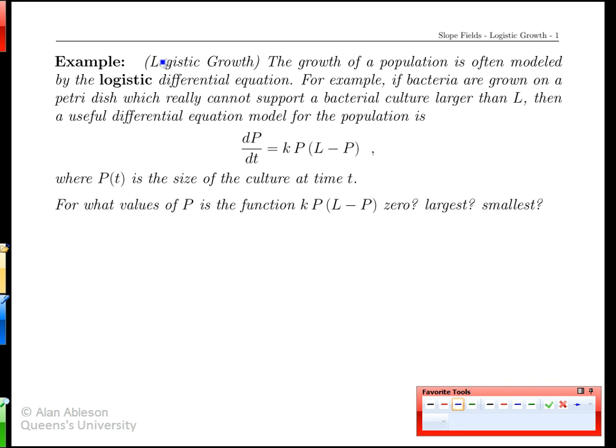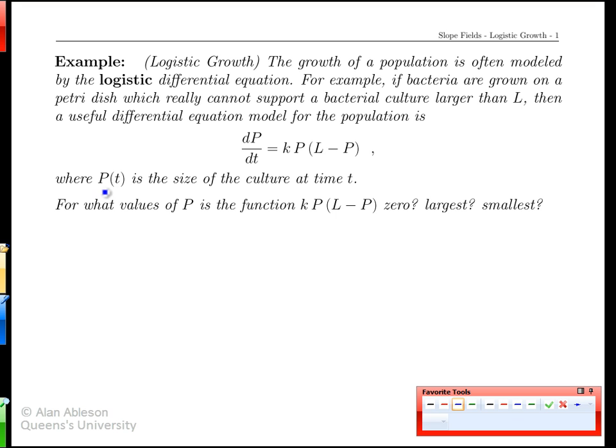We now introduce a more complicated differential equation, the logistic growth equation. This is actually one we've seen before when we were looking at the word models. We have a rate of change that's proportional to the current population P and then the difference L minus P.